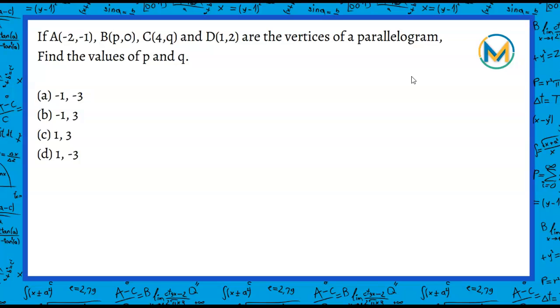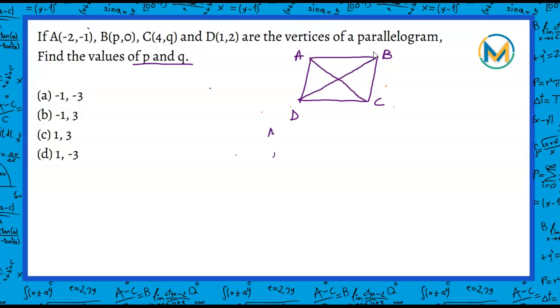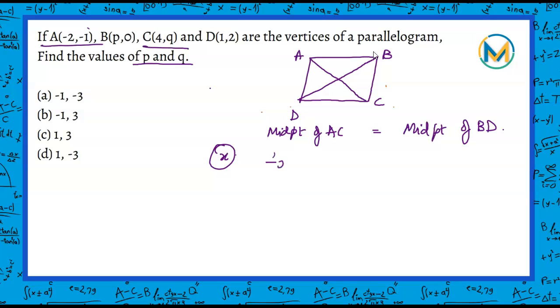If A, B, C, D form a parallelogram like this, the diagonals basically bisect each other. When we say bisect, that means both of them are going to have the same midpoint. So in short, the midpoint of AC is going to be equal to the midpoint of BD. Let's take the x's first. For AC, it's going to be minus 2 plus 4 upon 2, and for BD it's going to be P plus 1 upon 2.